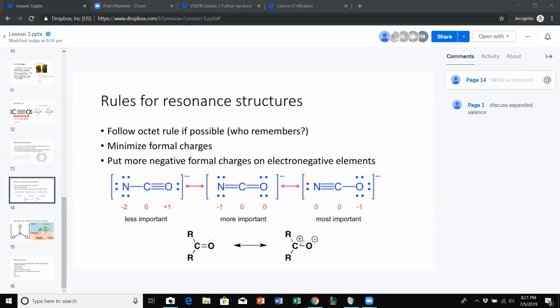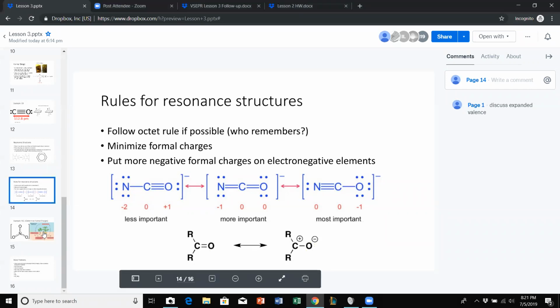So you can see that this carbon has 1, 2, 3, 4, 5, 6 electrons. And the oxygen has 1, 2, 3, 4, 5, 6, 7, 8. So the oxygen is fine, but the carbon violates the octet rule. So not good. So yeah, in practice, this resonance structure is not very important at all. And the carbon-oxygen bond is basically a double bond.